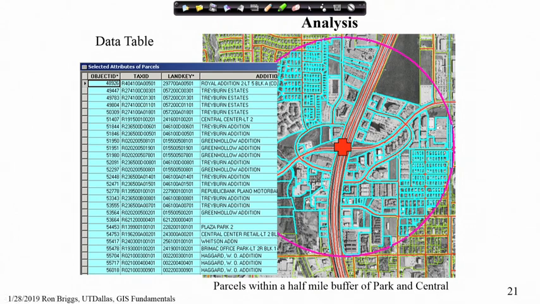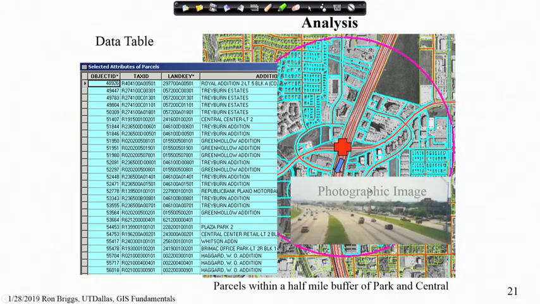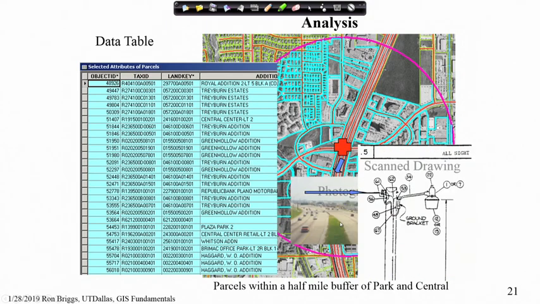And obviously, the selected attributes for the parcels are there for all these parcels, such as tax ID, land keys and additional information. So, this attribute table further helps us to identify these areas, and then photographic images of these areas and some scan drawings. I hope that now it is clear to you how GIS can be effectively used for mapping a specific event or specific area.